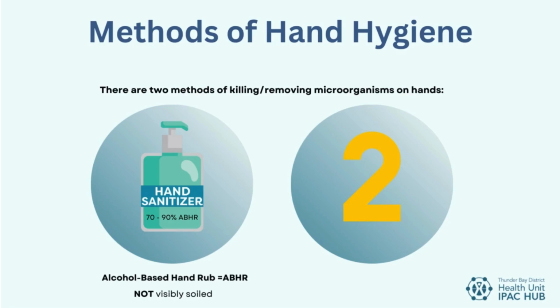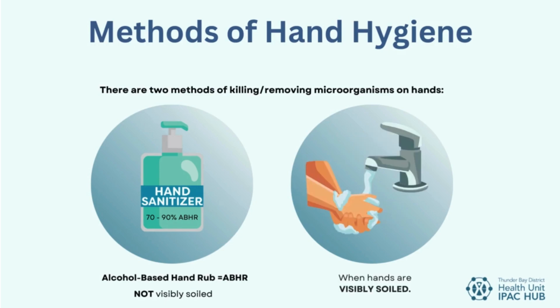Using easy, accessible alcohol-based hand rub takes less time than the traditional hand washing and has been shown to be more effective than washing with soap and water when hands are not visibly soiled. The effectiveness of alcohol is inhibited by the presence of any organic material, meaning dirt, grime, or that visible soilage on your hands.